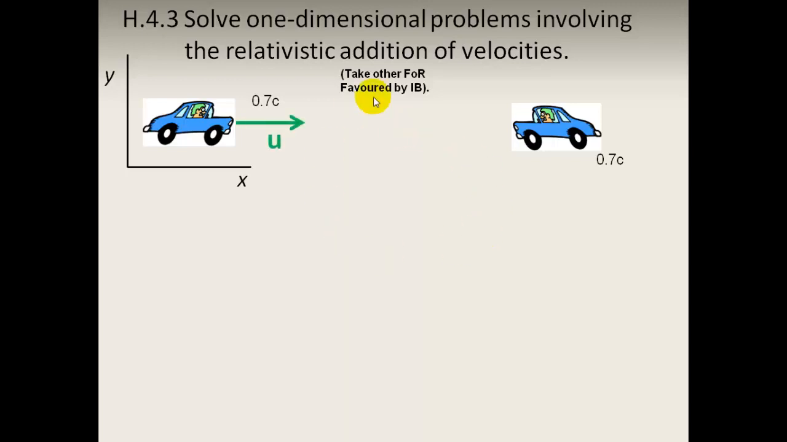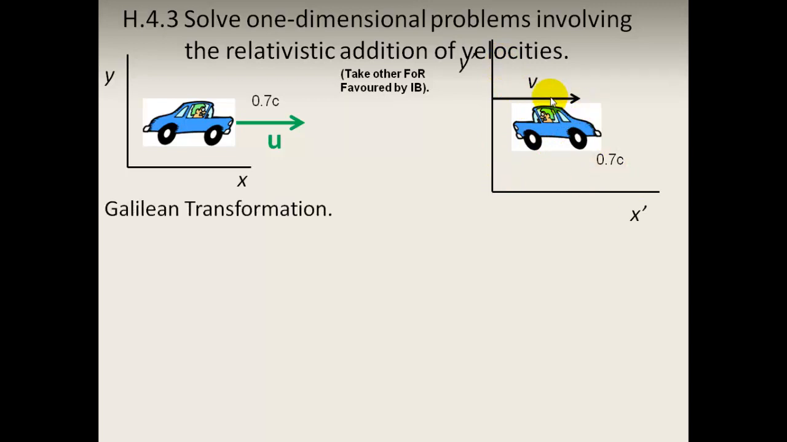So we have our frame of reference here with our car moving at the speed of u in this frame of reference. Then this car is static in this frame of reference, which is moving to the right at a speed of v. Of course, it's going to be negative v. So the Galilean transformation is going to be u prime is equal to u minus v.